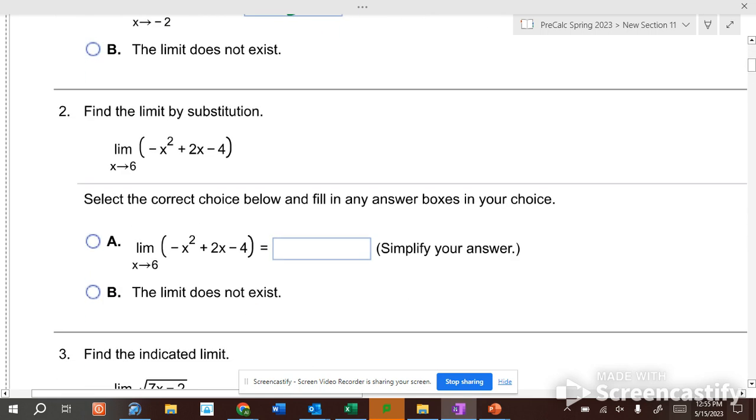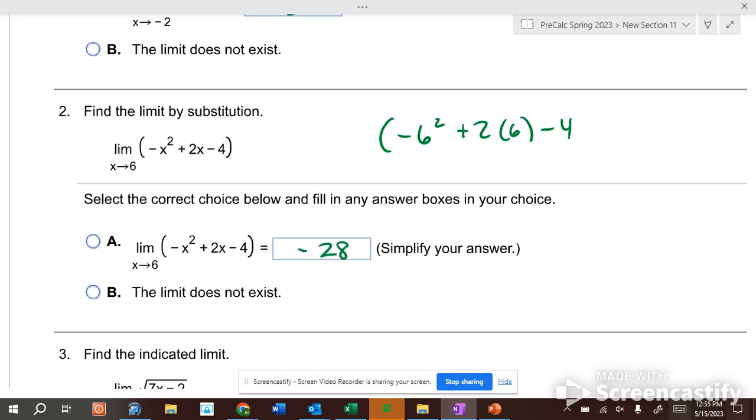If we put in a 6, we have -6 squared plus 2 times 6 minus 4. Now, is this -6 squared or the opposite of 6 squared? It is the opposite of 6 squared. You do the negative after you square it, because the negative in front is multiplication. So this is -36 plus 12, which is -24, minus 4, which is -28.